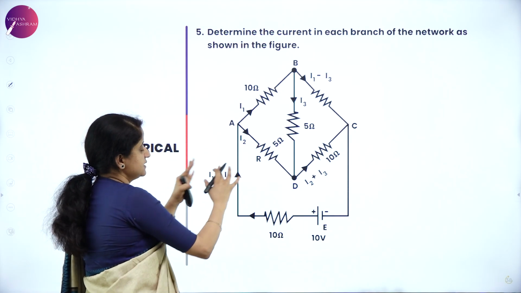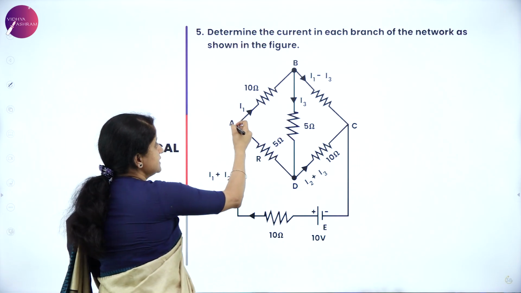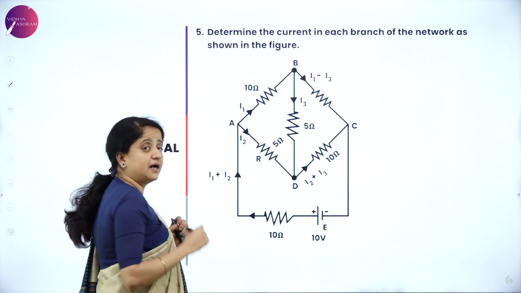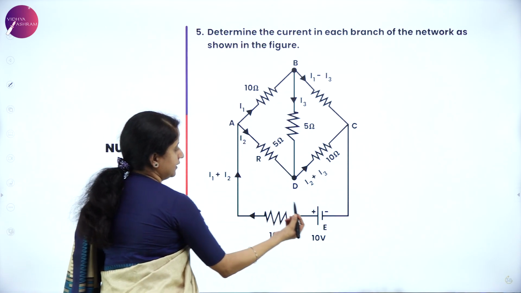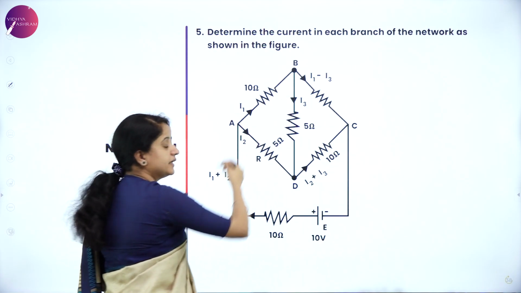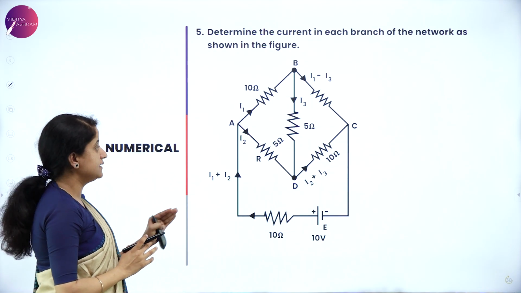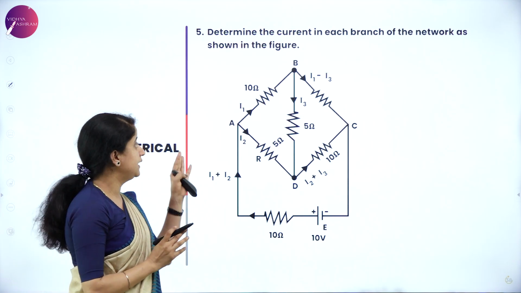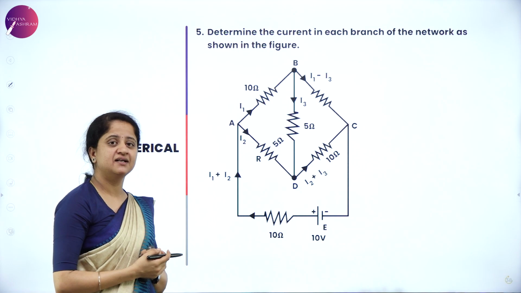So now this network consists of 3 loops. One is A, B, D, A. The other one is B, C, D, B. The other one is A, E, C, B, A. So this itself is again an entire loop. So let us apply KCL and KVL to find out the currents in each branch of this network.